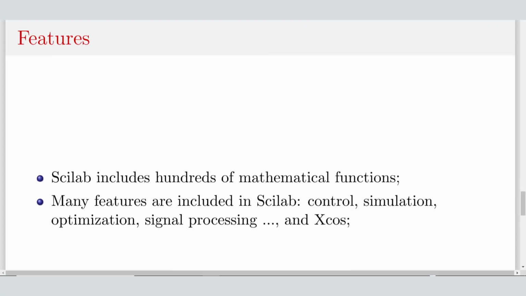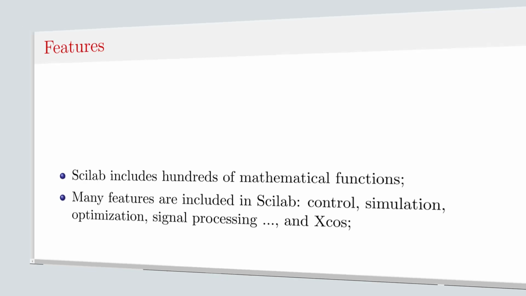Scilab includes hundreds of mathematical functions. It has a high-level programming language that allows access to advanced data structures, 2D and 3D graphical functions. Many features are included in Scilab: control, simulation, optimization, signal processing, and SCOs, the modeler and simulator of hybrid dynamic systems that are provided with the platform.